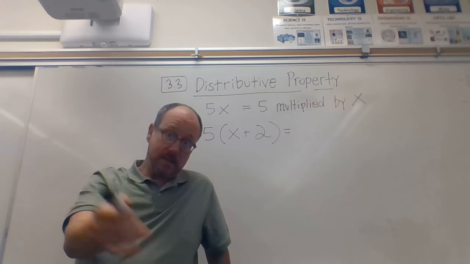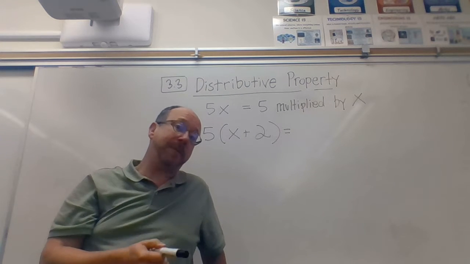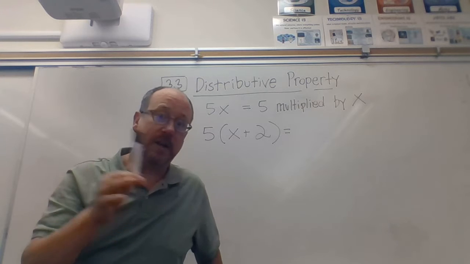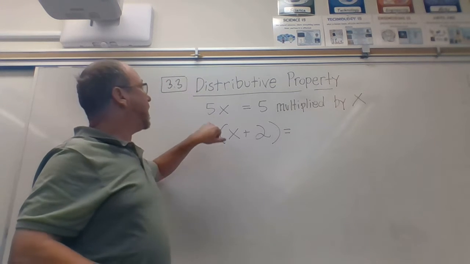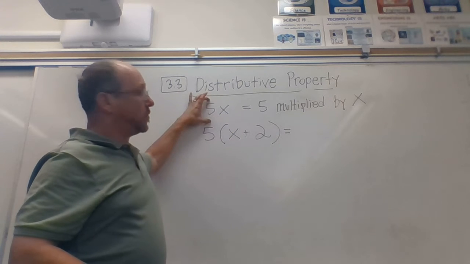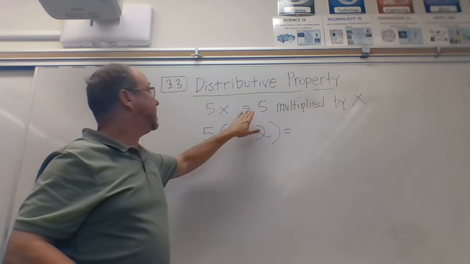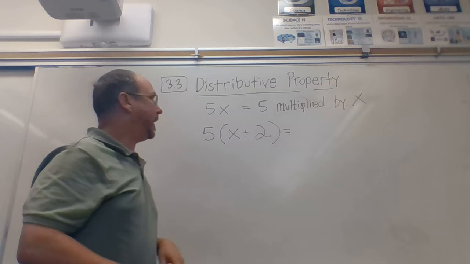Math ninjas. Okay, this is a good one. Distributive property. This one we want to go in our brain and have it keep it there. It's an important property. So distributive property. Look, we know this notation, right? 5x is equal to 5 multiplied by x.